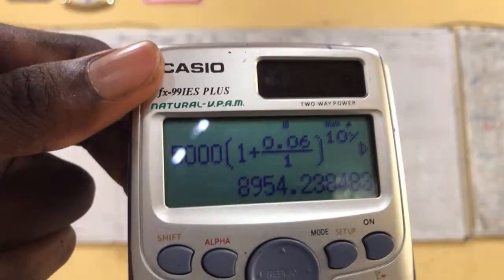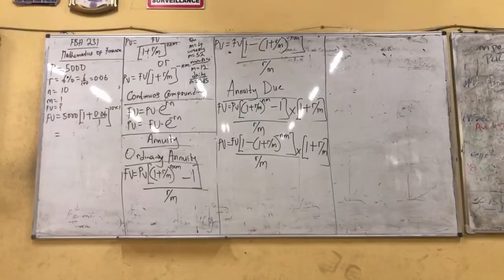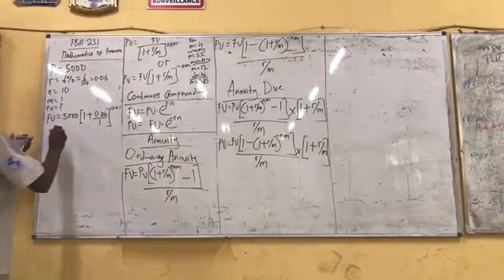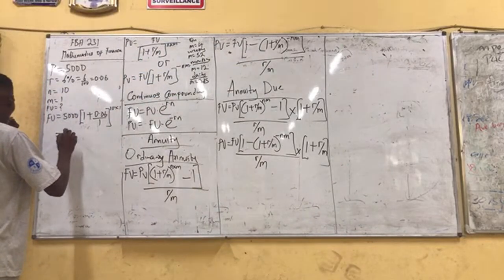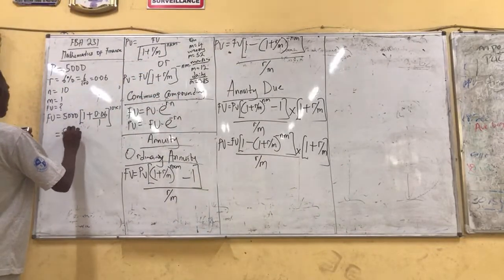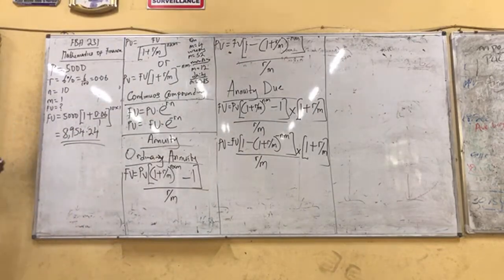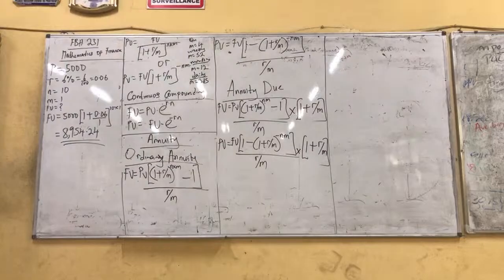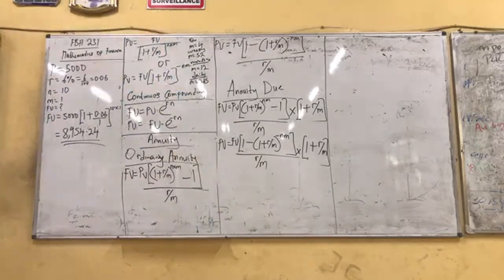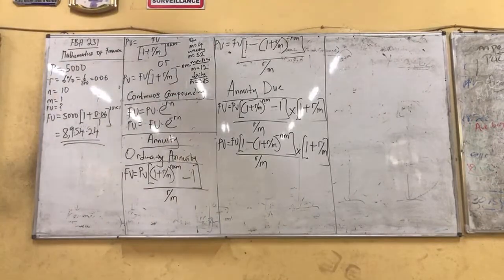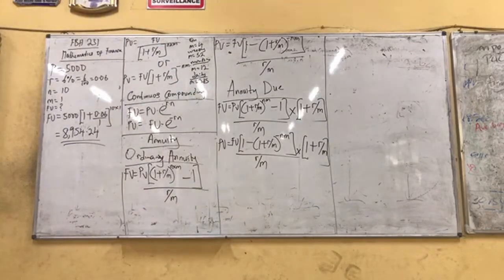So our answer is 8,954.24, approximately. So this is our future value of our investment over here. If you do not understand, reverse the video back and watch it over again so that you have another understanding. Now let me solve one more question on compound interest.